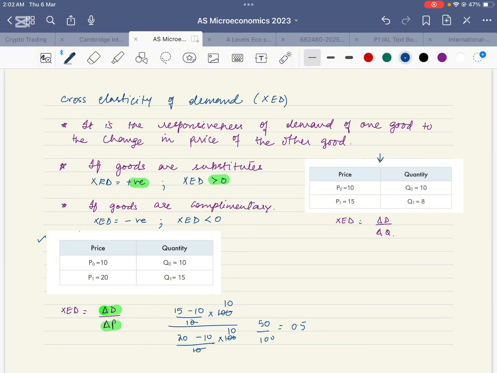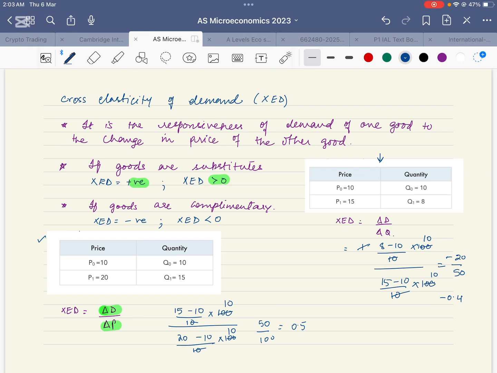And for this one, if we look at XED, we will find that XED is (8 minus 10) upon 10 into 100, upon (15 minus 10) upon 10 into 100. This is minus 20 and this is 50, so XED is minus 0.4, right? So when XED is negative, the goods are complementary.